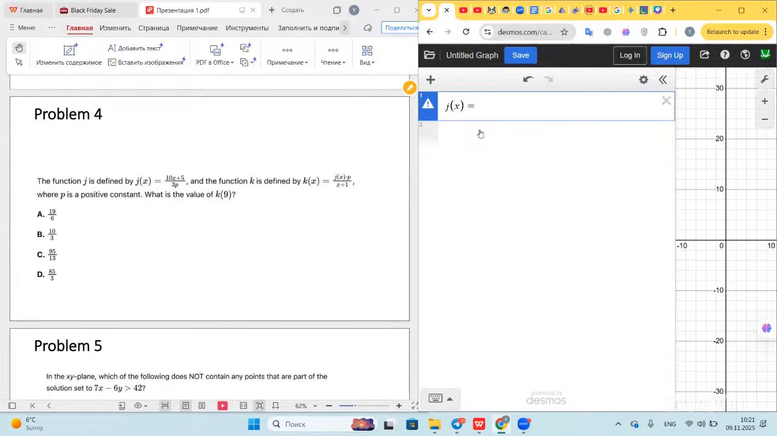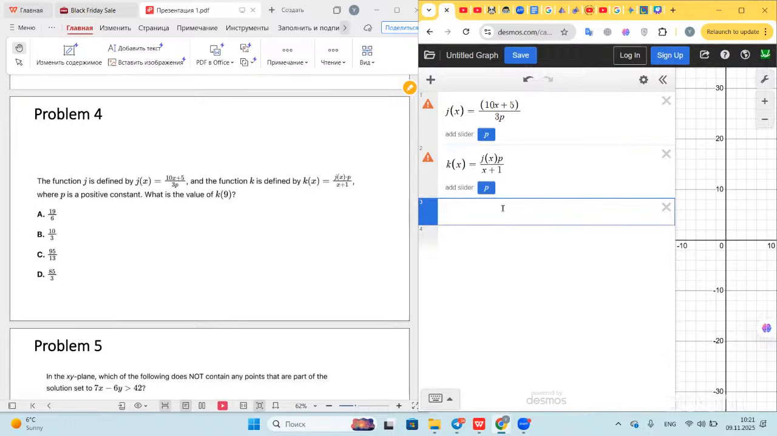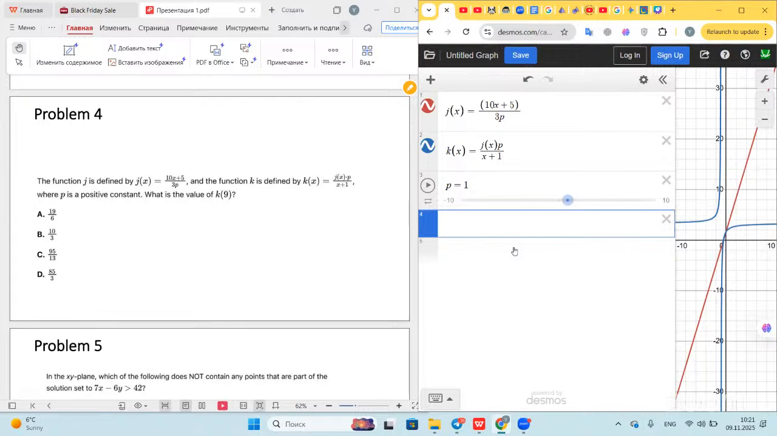equals 10x plus 5 divided by 3p. And at the same time, kx equals g of x multiplied by p, divided by x plus 1. Okay, the multiplication here, gx and kx. Let's define p, and any positive value you can give. Here, it doesn't matter which value you will give.